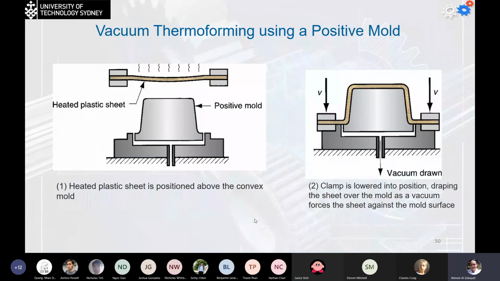Metal. Sorry? Metal? What type of metal? Aluminium. Aluminium. Okay, that one. Now, usually the aluminium is going to be quite a heavy mold, but it's going to last for a long time.